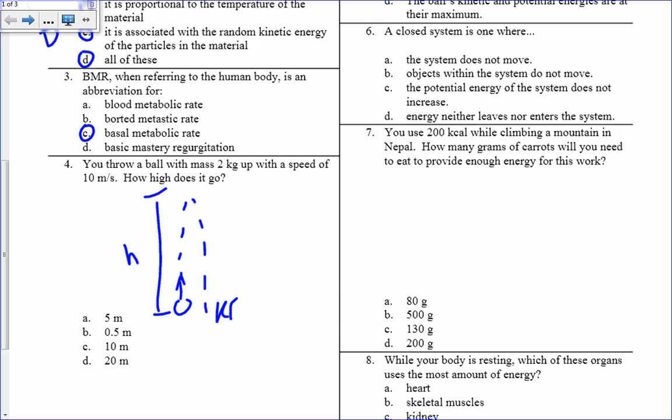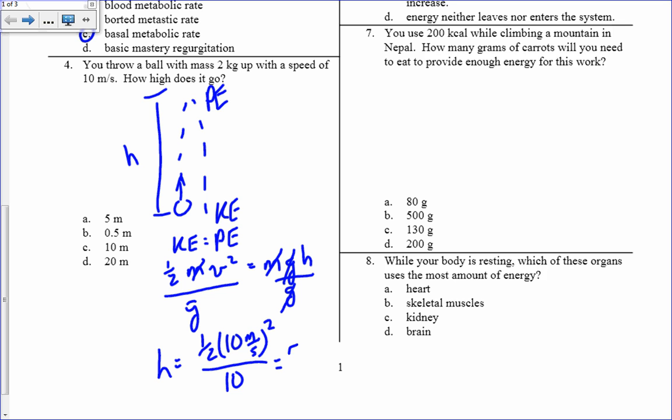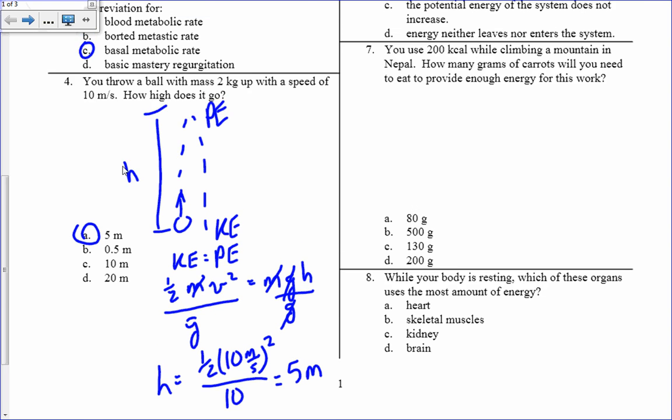Right, at the top, it only has potential energy. So you say that kinetic energy equals the potential energy. That's 1/2 mv squared equals mgh. The masses cancel. I'm looking for h, so I divide both sides through by g. And I get h is 1/2 of v squared over g. That was 10 meters per second, squared, divided by 10. So that's half of 100 is 50, divided by 10 is 5 meters. So A is number 4.